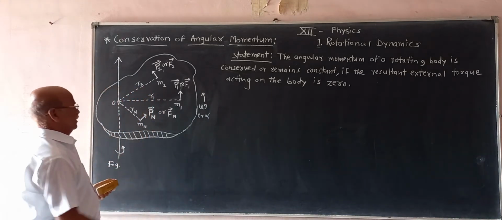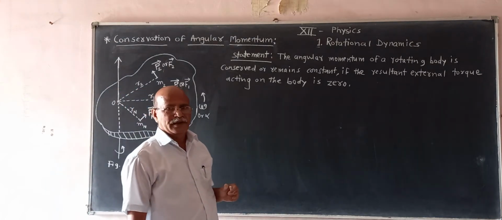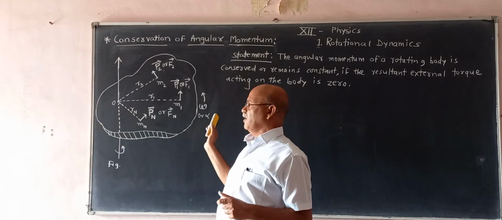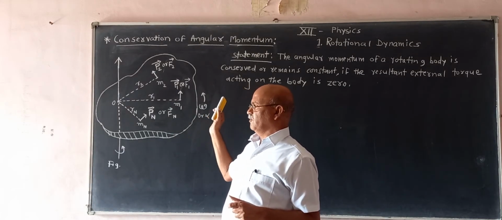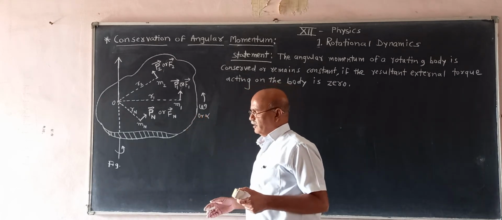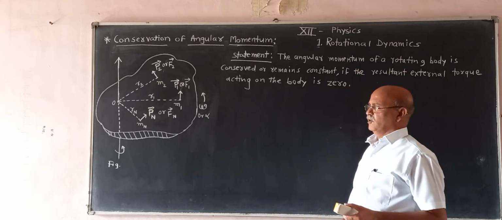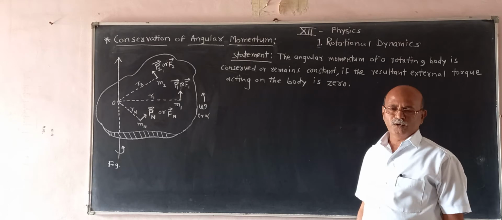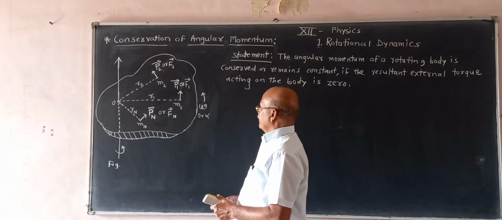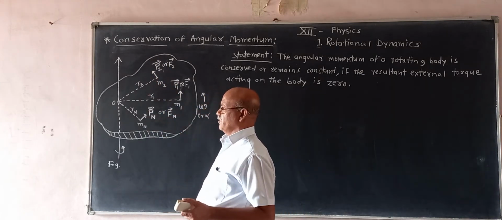Now consider this figure. In this figure, this is the rigid body. It is moving with constant angular acceleration alpha or constant angular velocity omega. From this diagram, we can obtain L equal to I omega and tau equal to I alpha. Now this rigid body is rotating about the given axis of rotation.